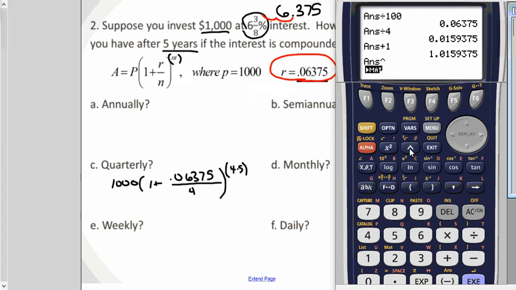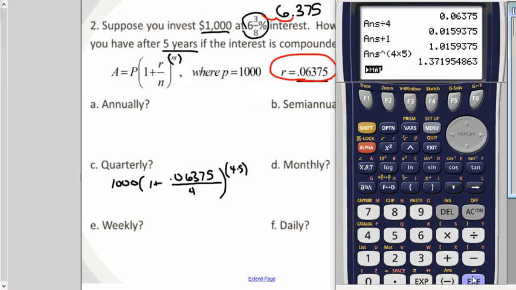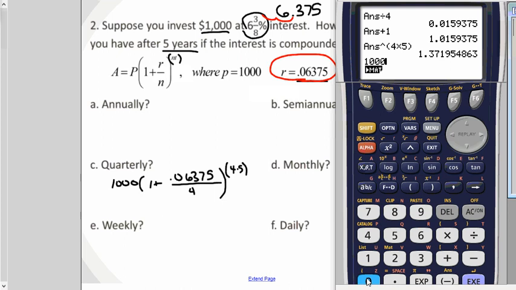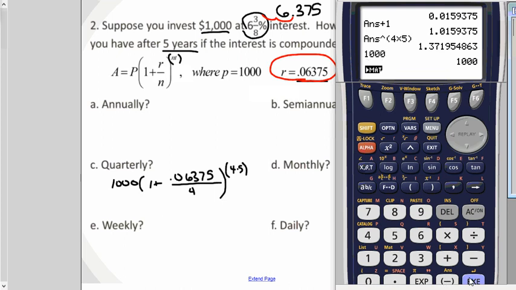Notice every time I hit the next button, it has this answer. That just means it's going to take whatever I just did and do something new to that number. So I'm going to raise that to the 4 times 5 power. Please put that in parentheses. If you don't, you will get it wrong. Okay? So we've got that, and now we take that times 1,000. So that's how you do these one step at a time.